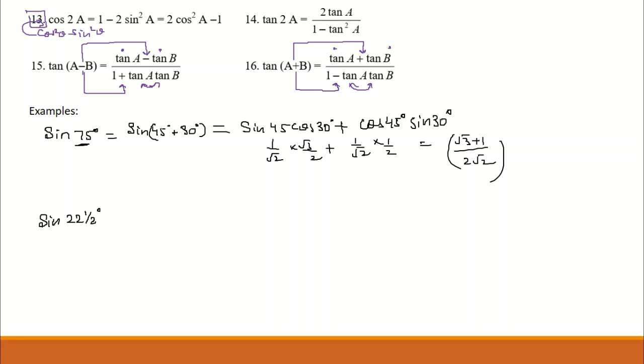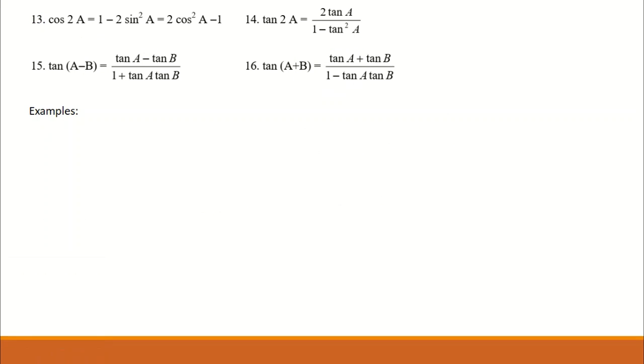If I want to calculate sine 22.5 degree, how will I find it? I will apply sine 2 into 22.5 degree, that is sine 45, and sine 45 has a value 1 by root 2. Now sine 2 theta is nothing but 2 sine theta cos theta. Similarly, if I want to find the value of sine 105 degree, can I calculate the value by 60 plus 45 degree?